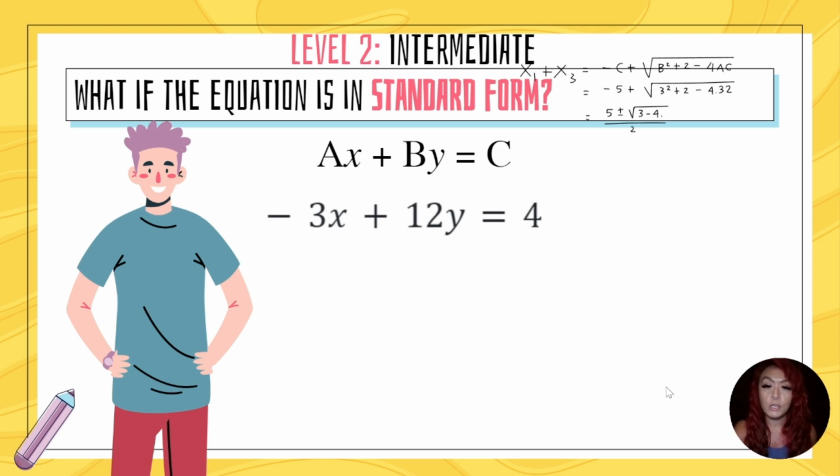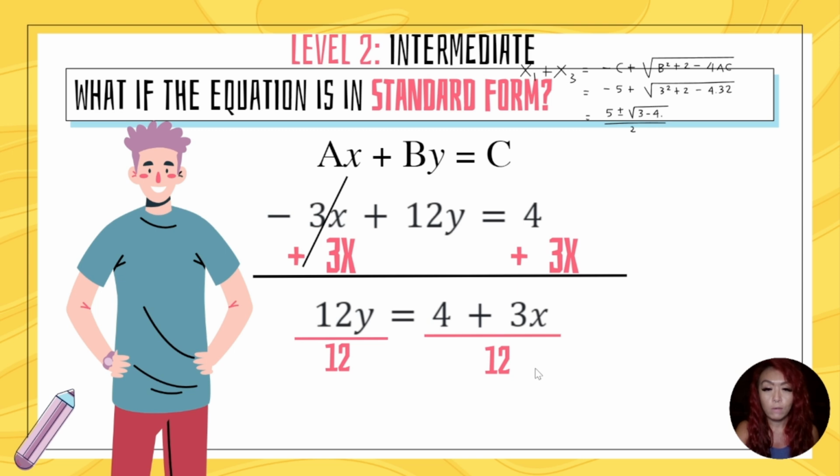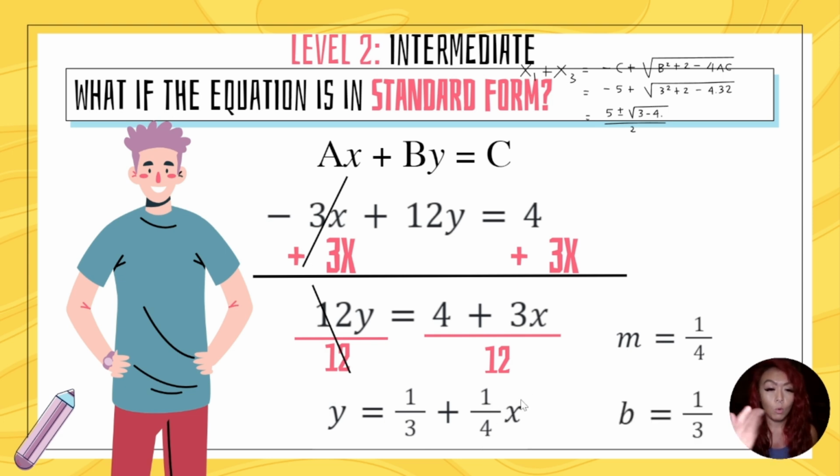But let's take this equation here, -3x plus 12y equals 4, and let's solve it for y to put it in slope-intercept form. So we'll add 3x to both sides. Those cancel out, and we have 12y equals 4 plus 3x. Divide both sides by 12. Our 12s cancel out. And our equation reduces to y equals 1/3 plus 1/4 x. From here, we can identify our slope and our y-intercept, right? Our slope is 1/4, and our y-intercept is 1/3.